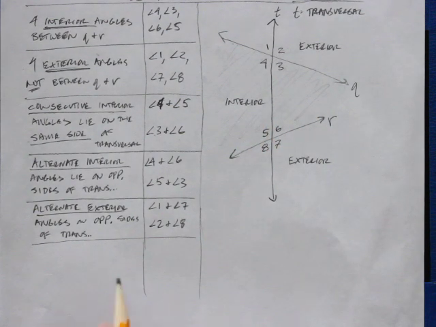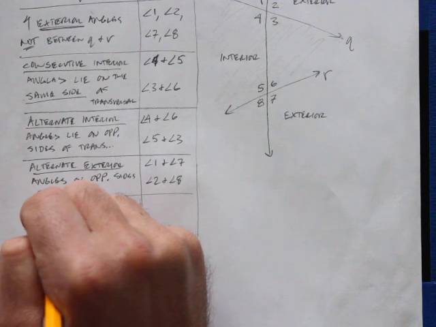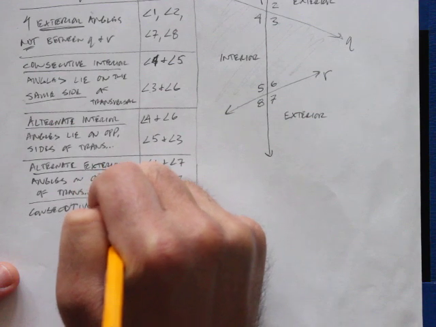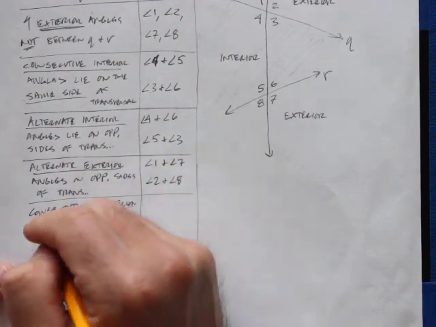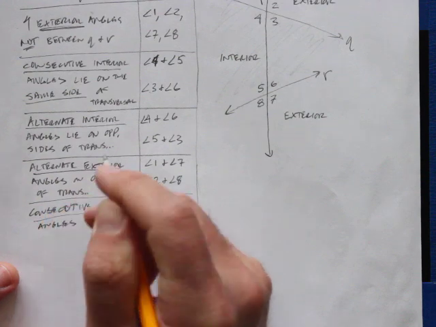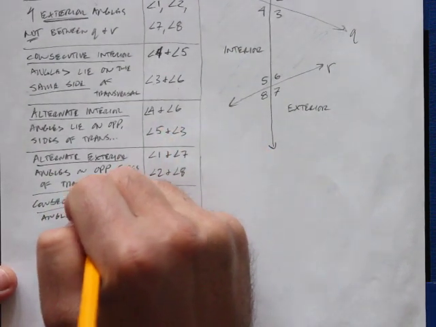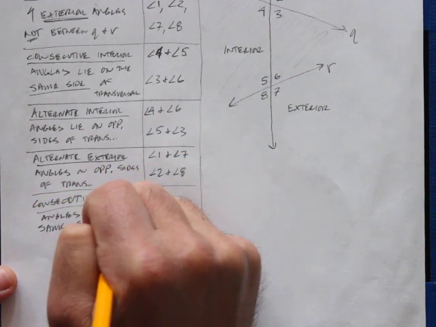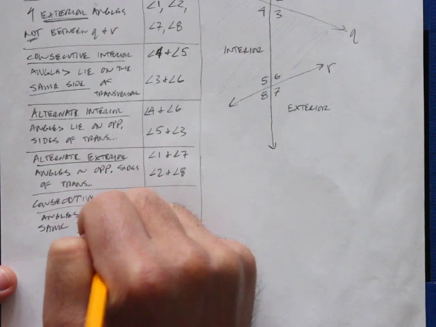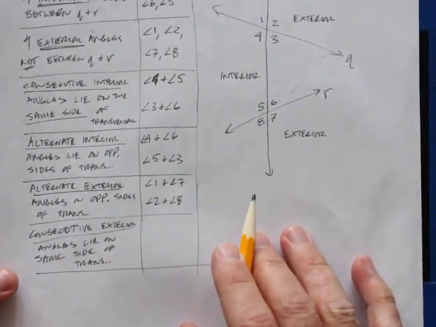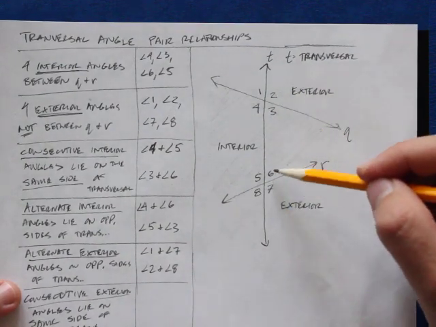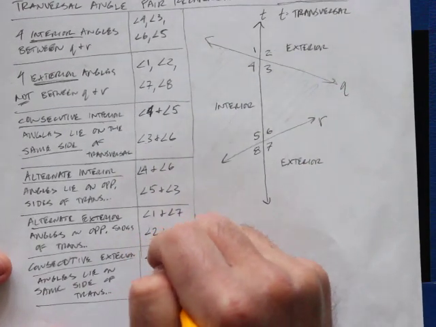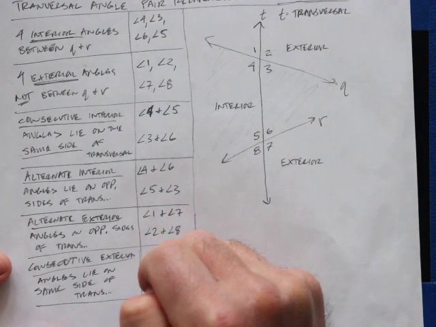Consecutive exterior angles lie on the same side of the transversal. And so on the same side of the transversal, I've got 2 and 7 and 1 and 8. So angle 2 and angle 7, angle 1 and angle 8.